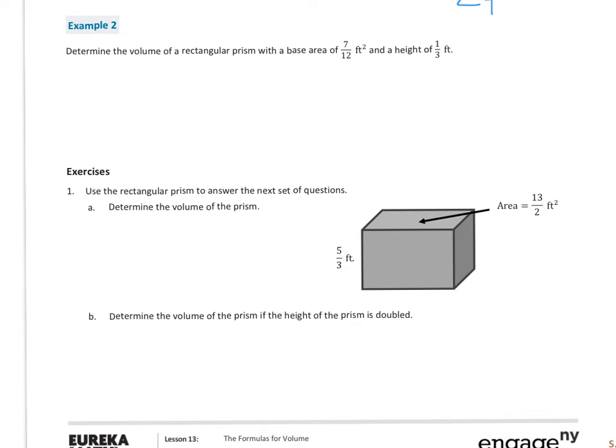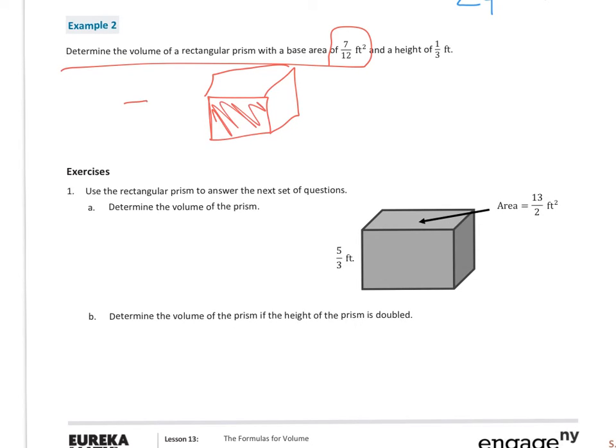Now this one they've gotten a little tricky. Determine the volume of a rectangular prism with a base area of 7/12 feet squared. So let's draw out our rectangular prism and I'll talk about what that means. So that means that the base area, so the area for this whole thing, is 7/12.